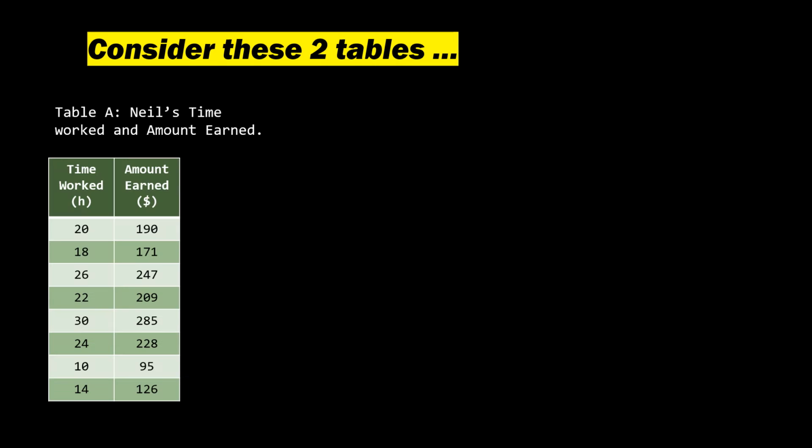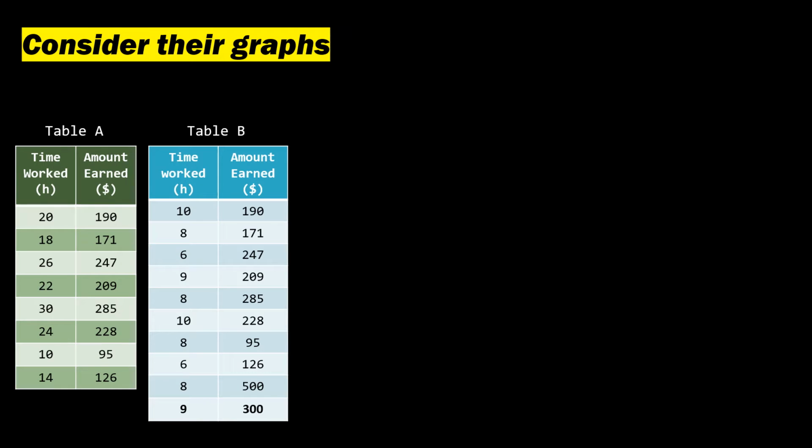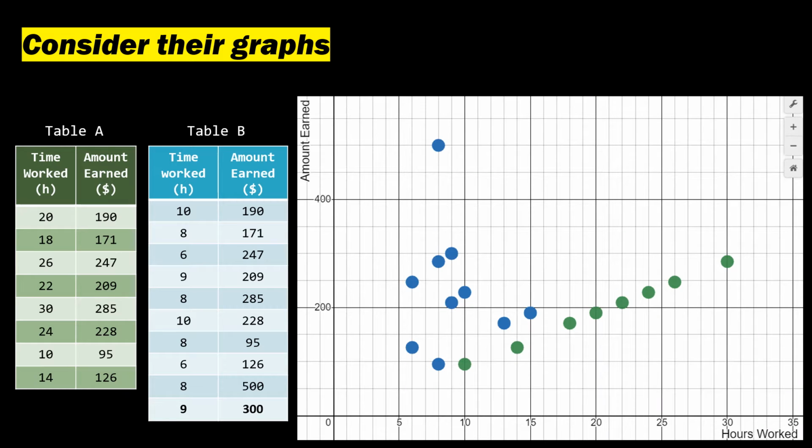So let's first consider these two tables. We have table A, which is Neil's time worked and the amount of money earned. And we have table B, number of hours worked by 10 different students and their amount earned. Let's take a look at their graphs. So we have table A in green and table B in blue. Are there any trends in these graphs?